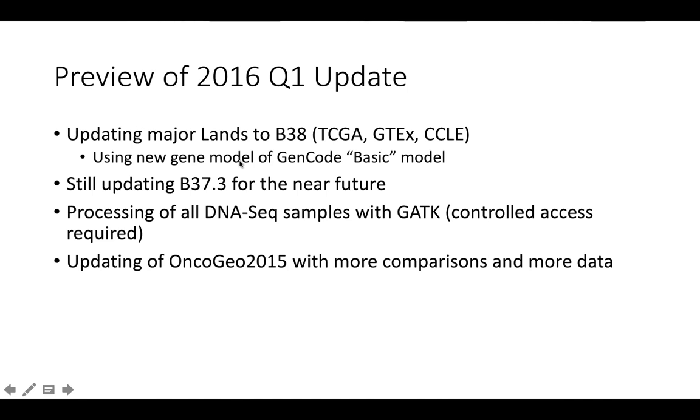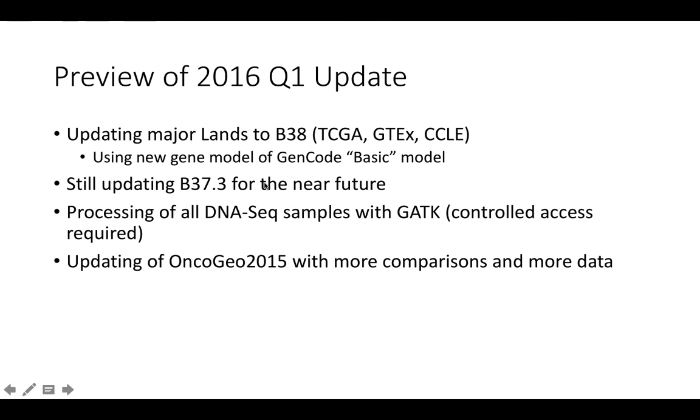The biggest news, well, there's a couple of big pieces of news here. One is that we'll be updating all of our major lands to B38. You'll see that we're still going to be updating B37.3 for the near future. We're starting with TCGA, GTEx, and the Cancer Cell Line Encyclopedia. So for each one of those, you're going to have a B38 version and a B37.3 version.